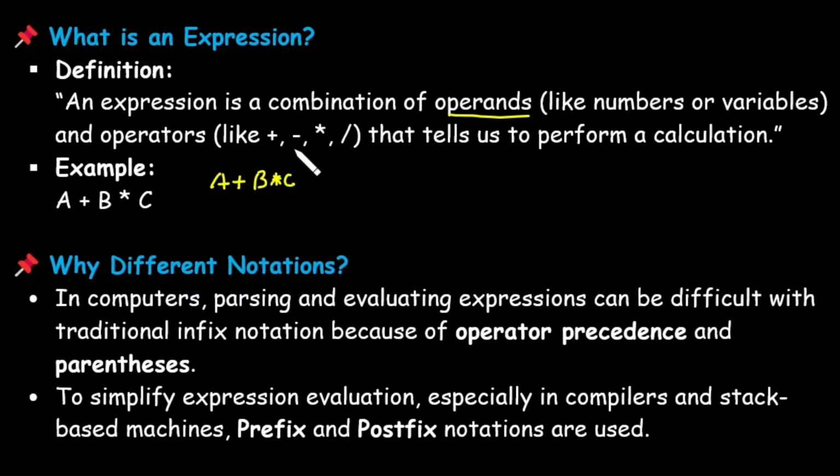Now you might ask, why do we have different ways of writing expressions? The reason is very simple. In infix, sometimes it is confusing to decide which operation should be done first. For that we use brackets or follow operator priorities. Whereas computers like things very simple and clear. So for that we use prefix and postfix forms, where the order is clear and we don't need any kind of bracket. Now let's see these three types one by one.